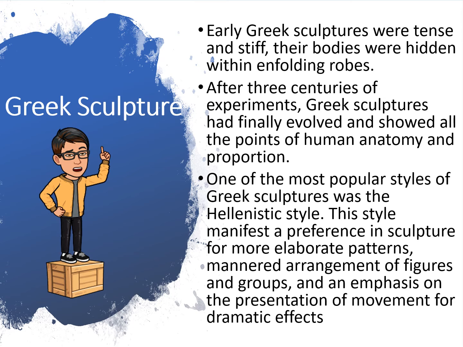After 3 centuries of experiments, Greek sculptures had finally evolved and showed all the points of human anatomy and proportion. So, after 3 centuries, guys, yung Greek sculpture, before, puro robe, nakatago yung lahat ng curve ng katawan ng tao, yung human anatomy, yung exact proportion, dahil ang kanilang mga ini-sculpt dati ay puro may mga damit, naka-robe. After 3 centuries ng experimentation nila, eventually nag-evolve yung kanilang sculpture. So pinapakita na nila yung bawat points ng human anatomy, and yung perfect proportion.